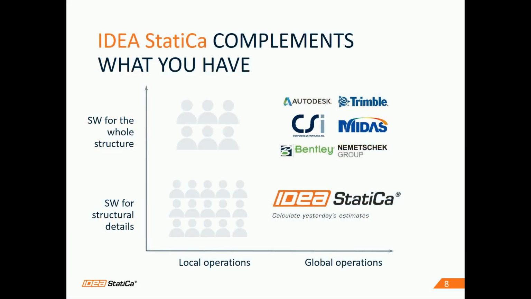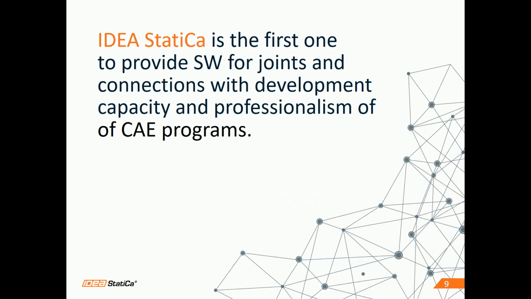There's a lot of software for structural engineers on the market. They differ in how global they are and if they focus on particular details or deliver the full solution. You all know the big players providing complete BIM solutions. You probably do not know hundreds of small companies that have tools for particular details. StatiCa is the first one to provide software for joints and connections with development capacity of those big players. We're not replacing your software package, we are linked to it.